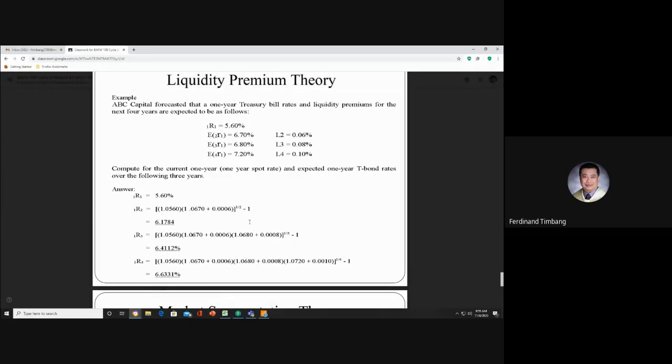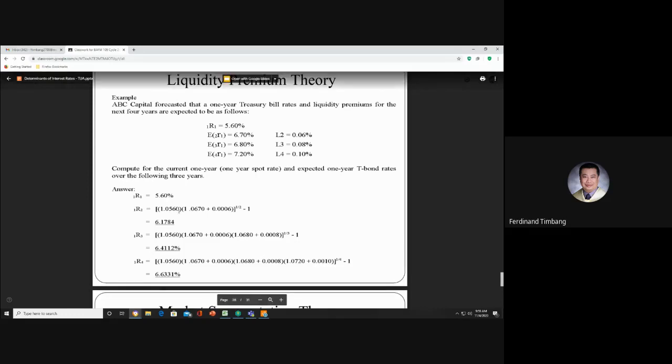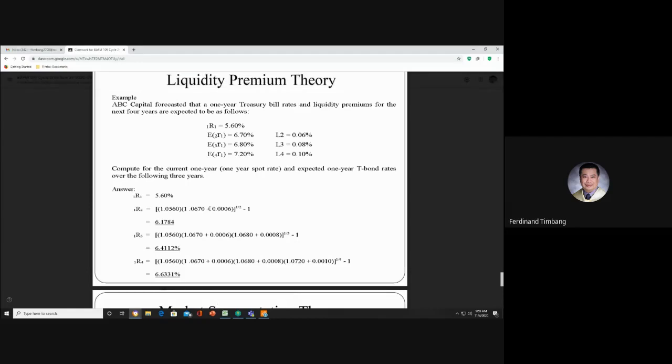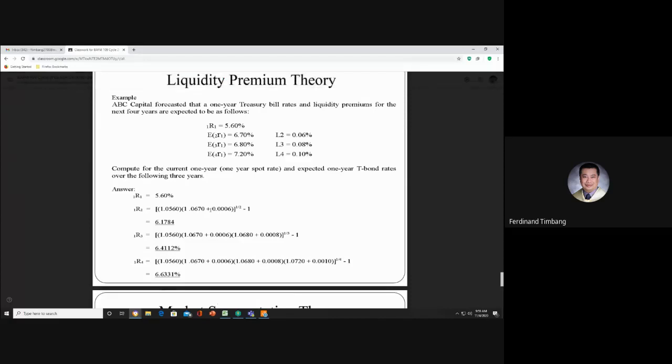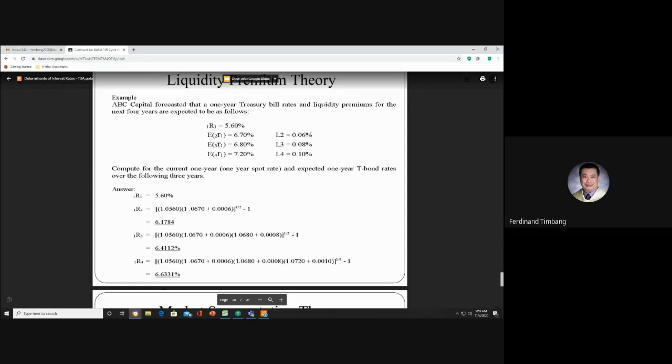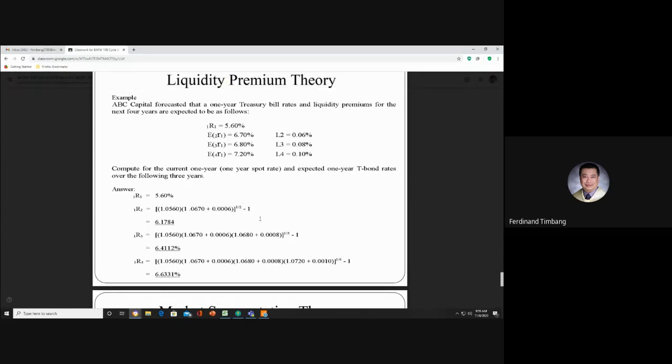So paano nakuha? So you have the 1.060, ito yon kasi year 1 yan lumalabas. Tapos dito meron tayong year 2 because we have the expected 6.7, so 1.0670 plus 0.0006, which is the liquidity premium. Tapos 1 divided by 2 minus 1. So we have the exponent, ha? So makukuha natin ay 6.1784.